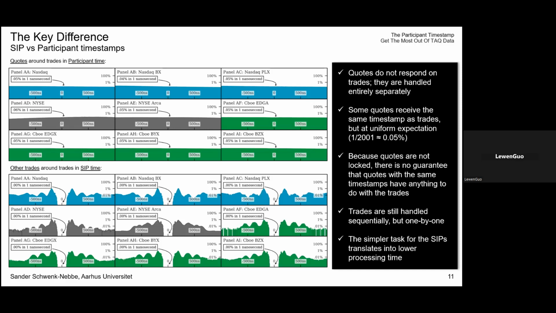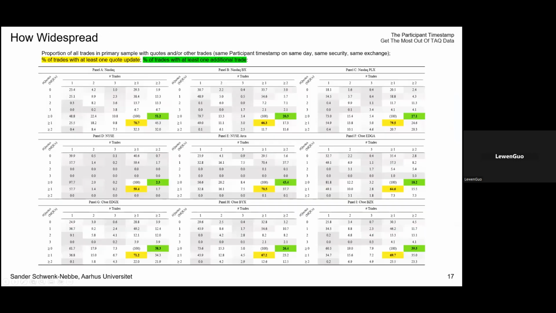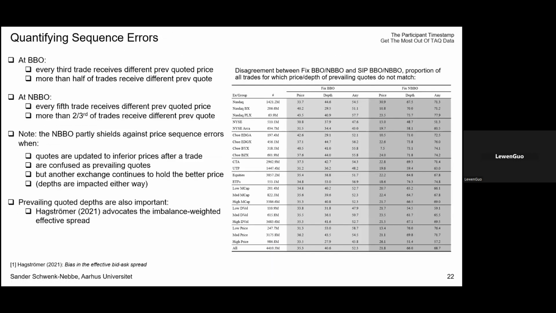Hi, Sander. My question is about what proportion of your trades and quotes are actually misordered based on the SIP timestamp compared with the participant timestamp, especially for those quotes from marketable orders in an exchange, because I guess that's the essential part of where the bias comes from.